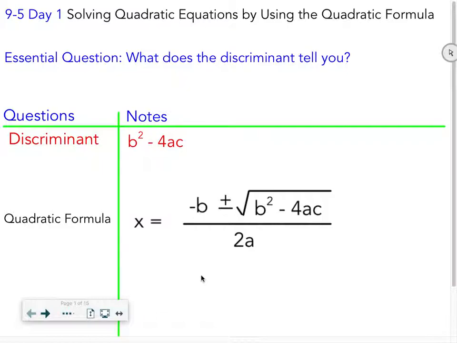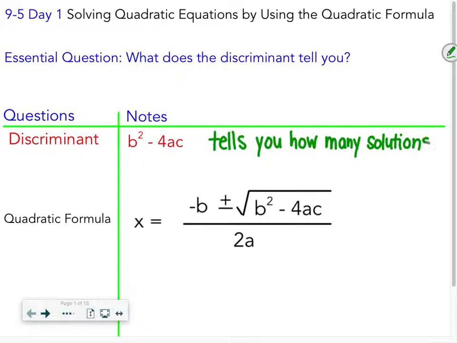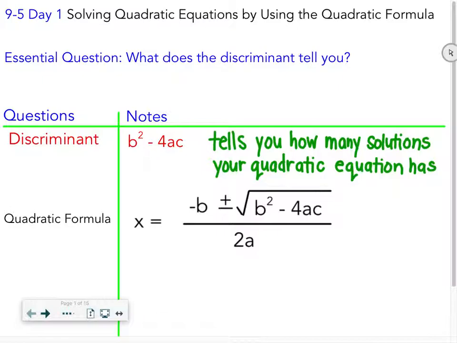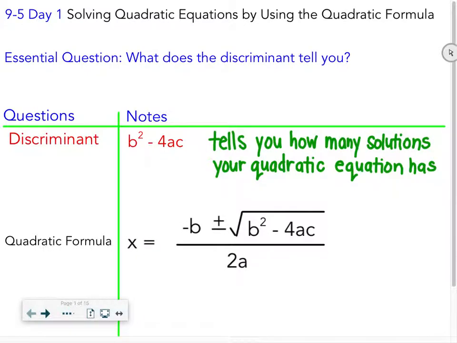So the discriminant tells you how many solutions your quadratic equation has. And our possibilities are going to be 1, none, or 2, and we're going to write that down on the next slide. The other thing we need for this lesson is called the quadratic formula.